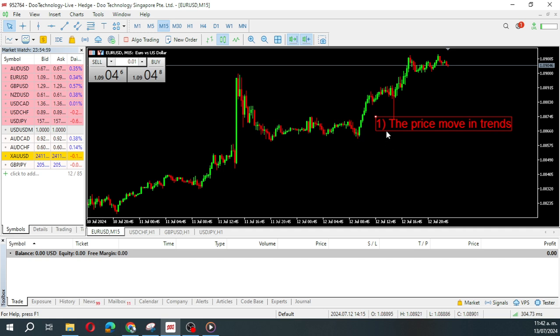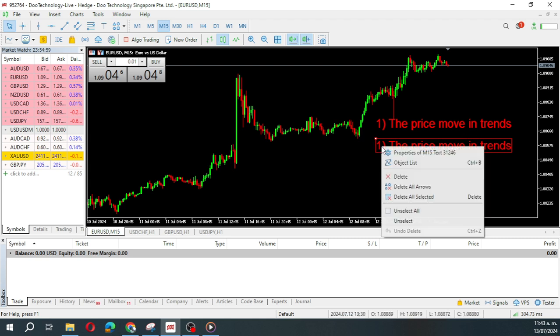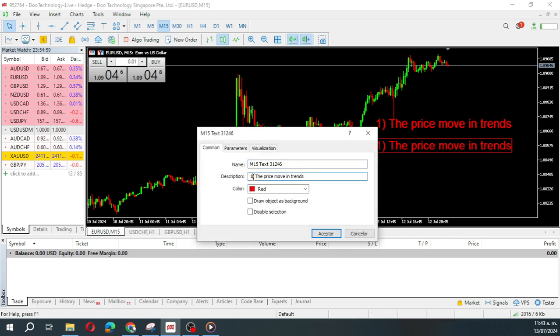So I'm going to press the control button and make this. To copy something, I just press the control button on the computer and drag this object, and then it copies automatically. So let's modify the second lesson. So the price moves in trends.